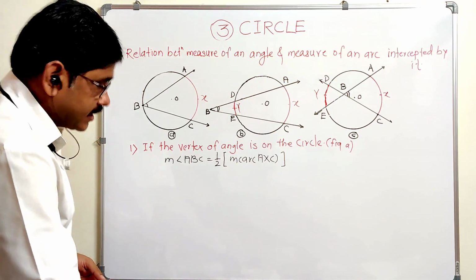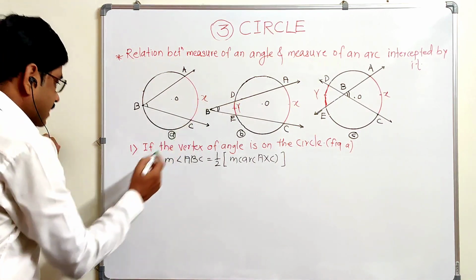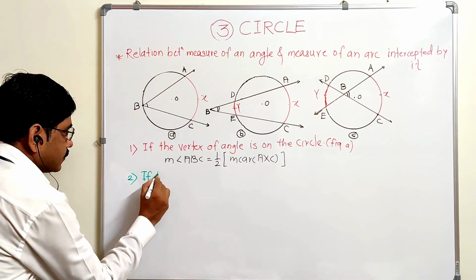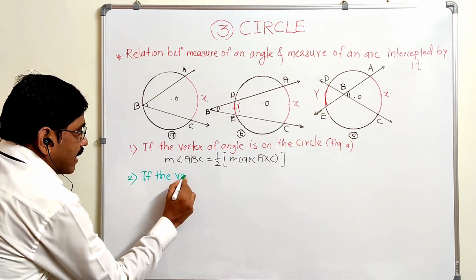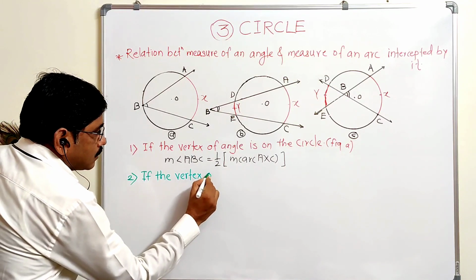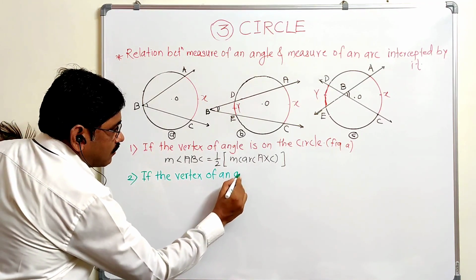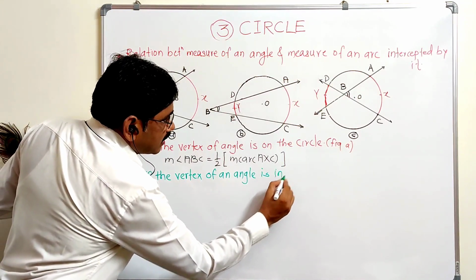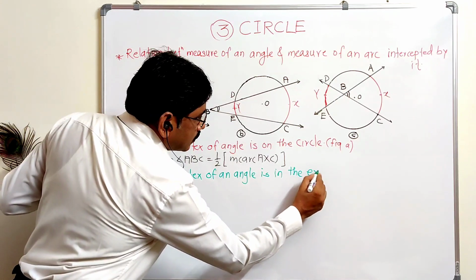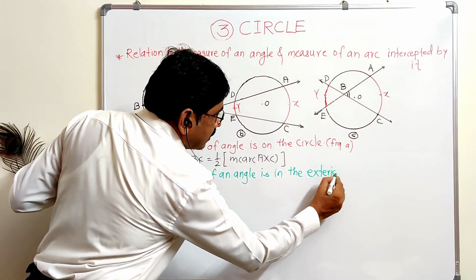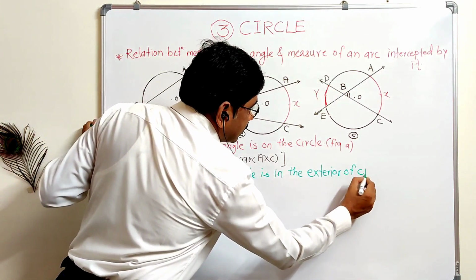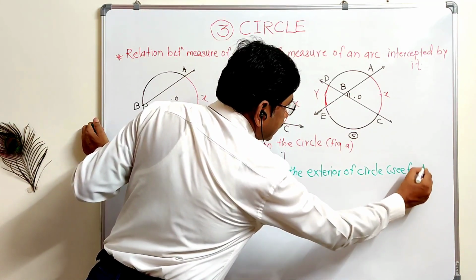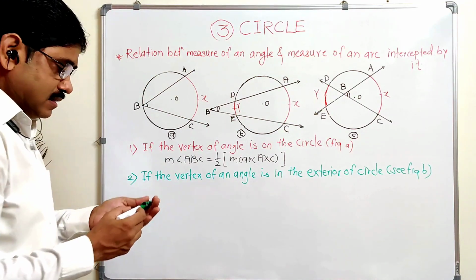The second relation is the second figure. If the vertex of an angle is in the exterior of the circle, see figure B. For this second relation, figure B is there.